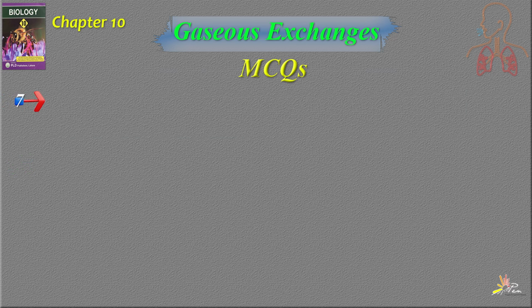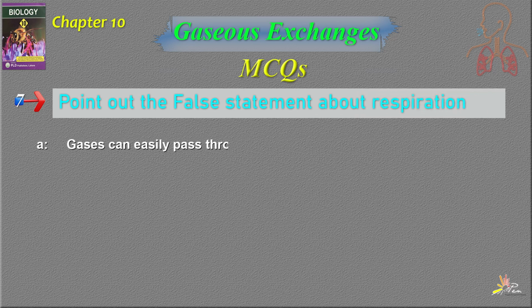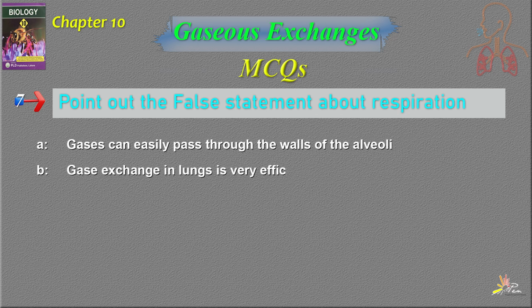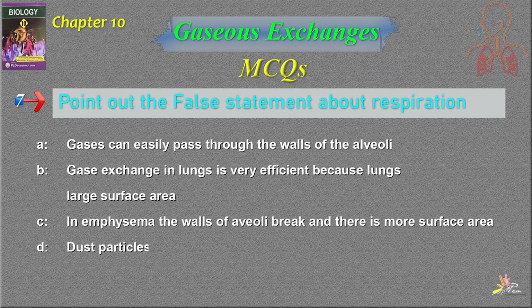Question number 7. Point out the false statement about respiration. Option A, gases can easily pass through the walls of alveoli. Option B, gas exchange in the lung is very efficient because lungs provide a large surface area. Option C, in emphysema the walls of the alveoli break and there is more surface area. Option D, dust particles can damage the lungs by irritating the inner alveoli surface.